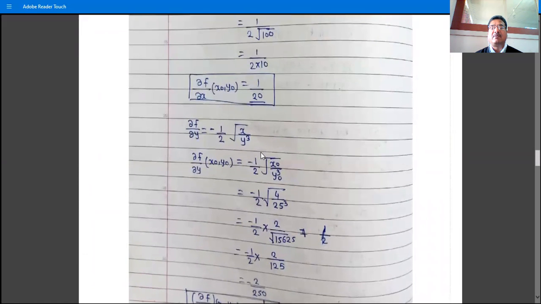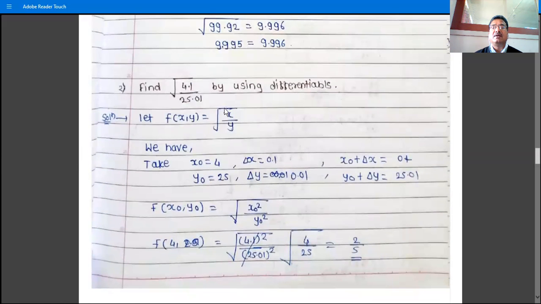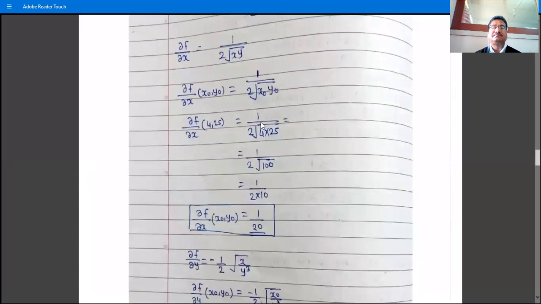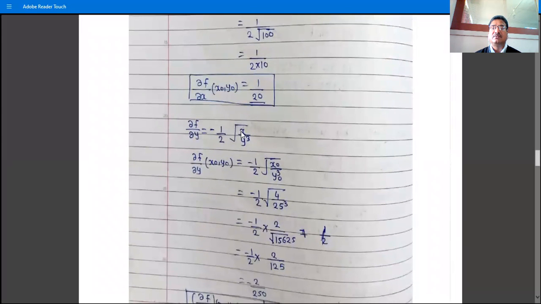∂f/∂y of root x by root y. Root x divided by root y means y raised to half. Its derivative is y raised to minus half plus 1, which means y raised to half divided by y raised to half. So check this answer. I think this is wrong.